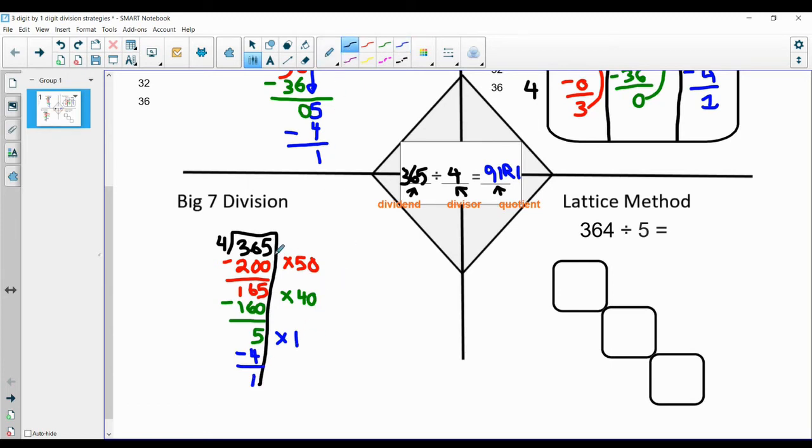Now, how do I know what my answer is? What is the quotient? Well, because I divided in parts, now I have to add those parts together. So 50 plus 40 is equal to 90, plus 1 is equal to 91, and there's 1 remainder. So 365 divided by 4 is equal to 91 with 1 remainder.